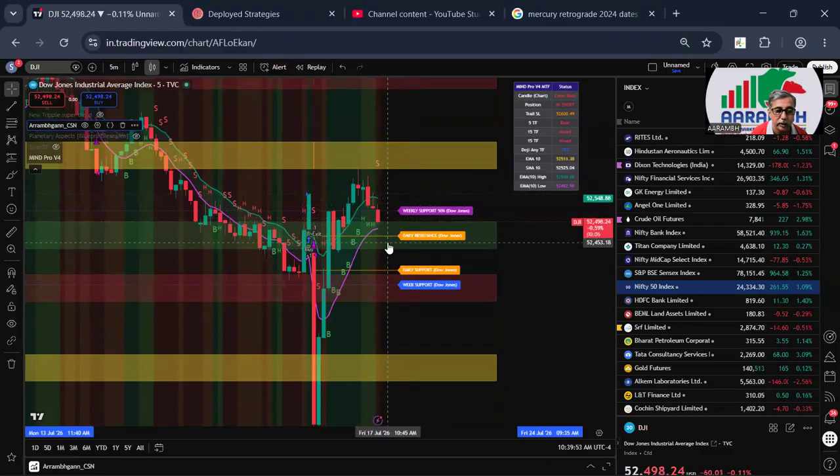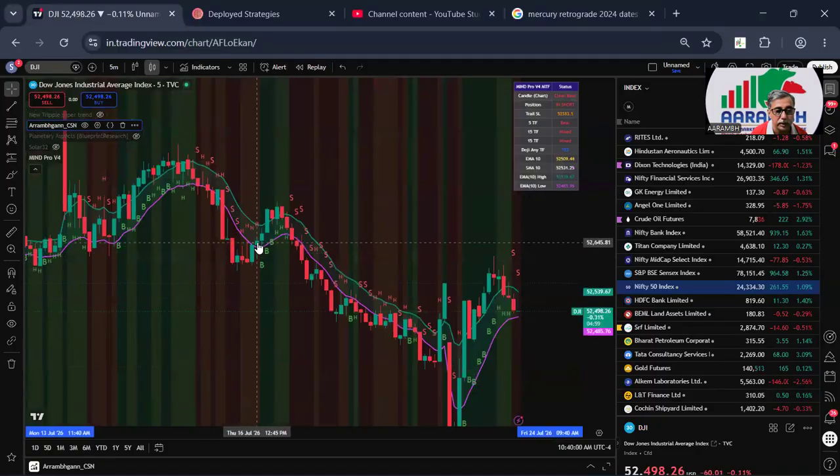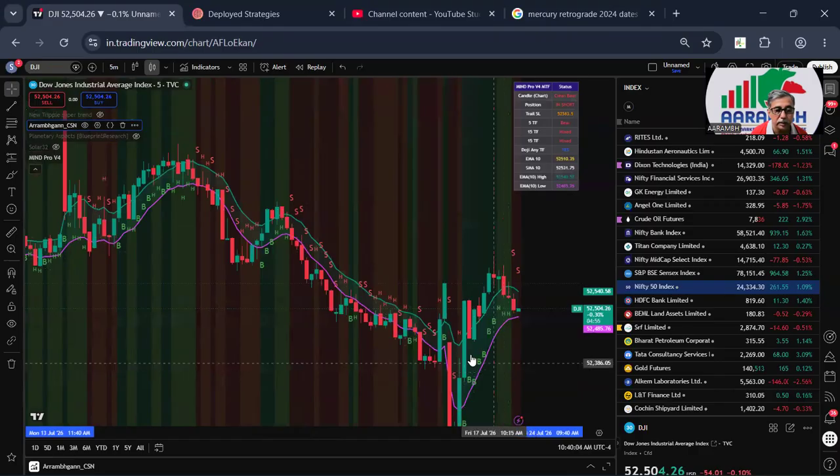Yes, SH also you need to have confirmation. You see here, from the red zone SH came from here. Again, reversal came here. You would have exited here. Again SH. So you would have taken a big short move in the Dow Jones.